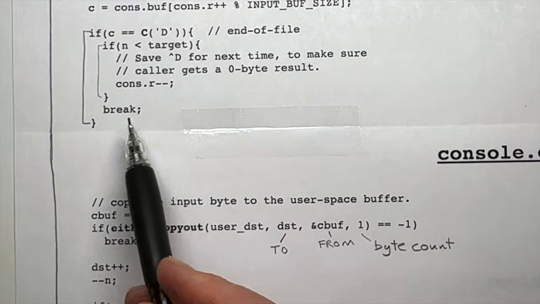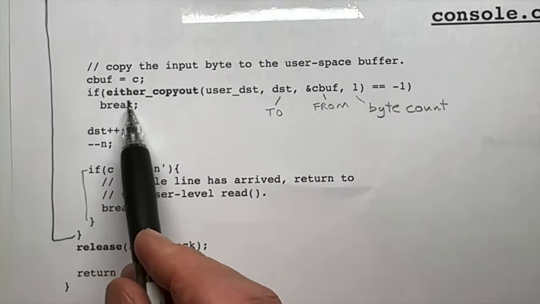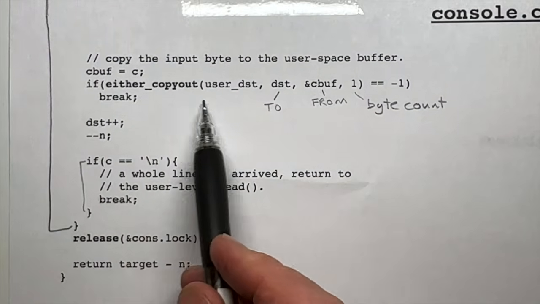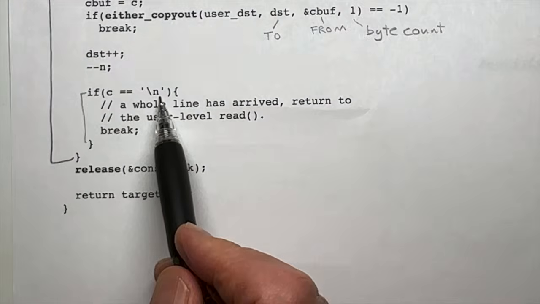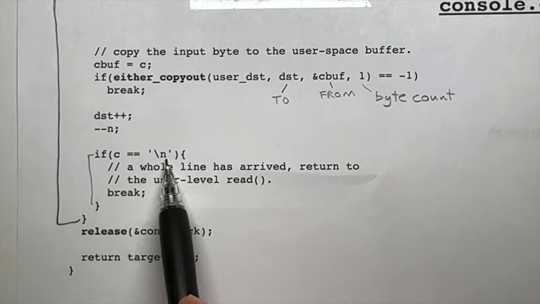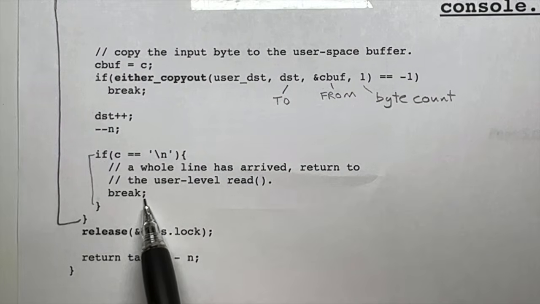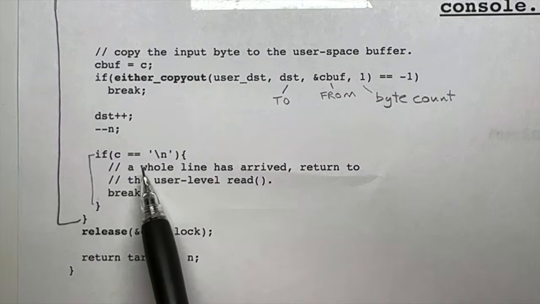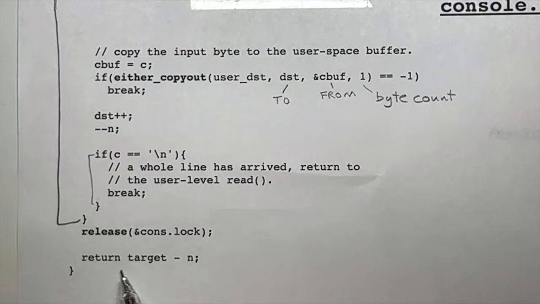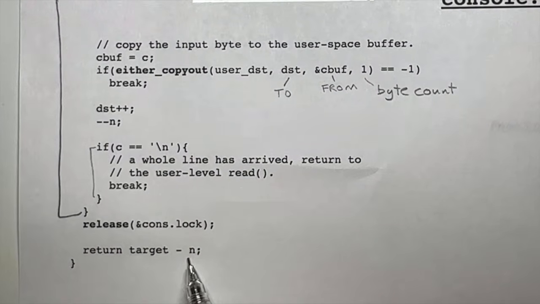If it wasn't a control D, we go on and copy it into the user space. Then we ask, did we just copy the new line character? If so, we're done, so we break out of the loop. So regardless of whether or not we've reached the desired byte count, we exit. We release the lock and return the number of bytes we actually copied into the user's address space.